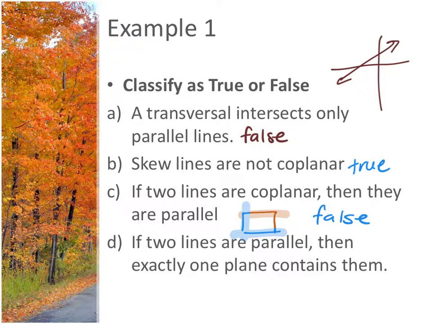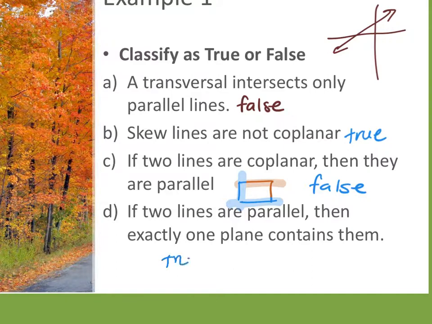And D says if two lines are parallel, then exactly one plane contains them. True. If I've got a line here and a line here, only one plane can encase them. If you think back to what we talked about in our postulates, if there are 2 points on this line and a point on this line, those are 3 non-linear points, and 3 non-linear points lie in exactly one plane, one and only one, no more, no less. Or a line and a point not on the line, because that would be the same thing.